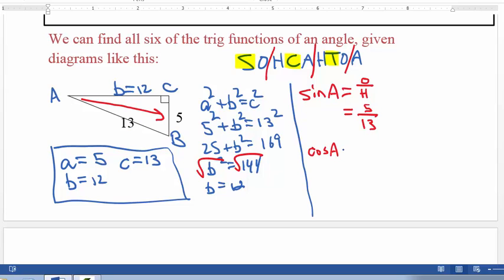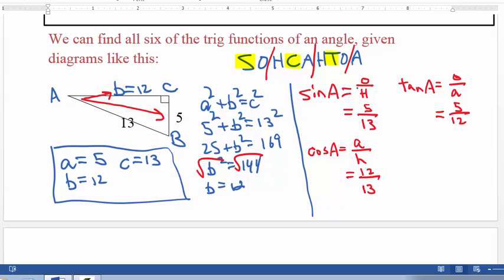And then the cosine of A is going to be the adjacent over the hypotenuse. This is the CAH part of SOHCAHTOA. So when I'm doing cosine, now I look at the adjacent, the side next to A, which is 12, over the hypotenuse, which is, again, still 13. So the cosine of A would be 12/13. And then the tangent of A is going to be the opposite over the adjacent, O over A. So the side opposite A was 5, and the side adjacent A was 12.